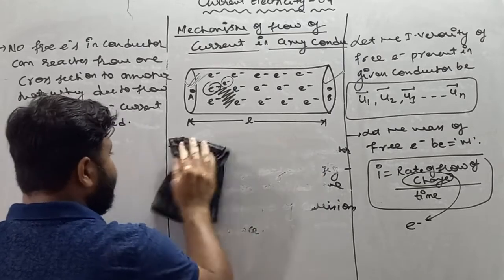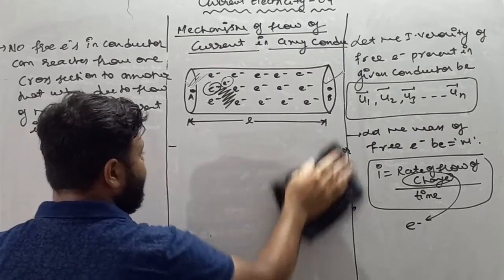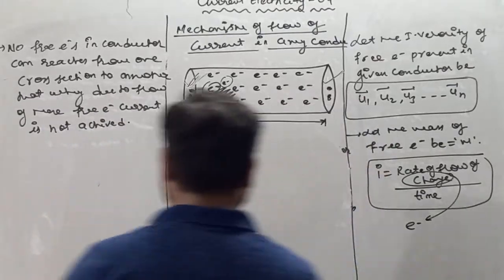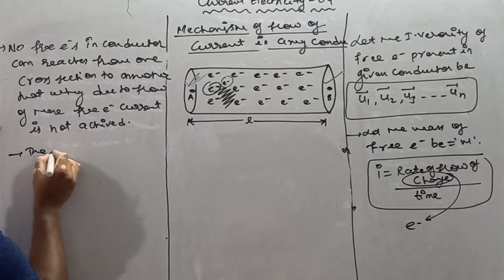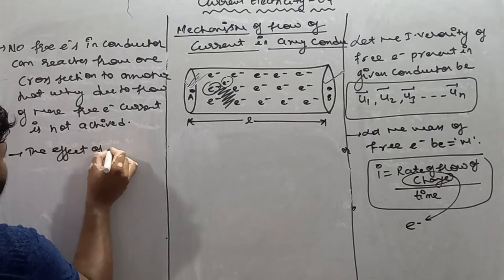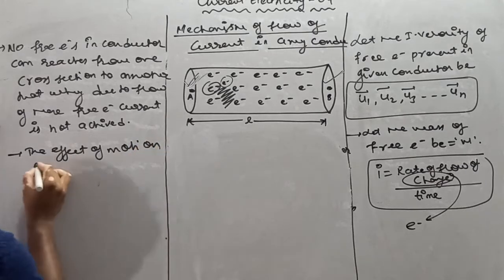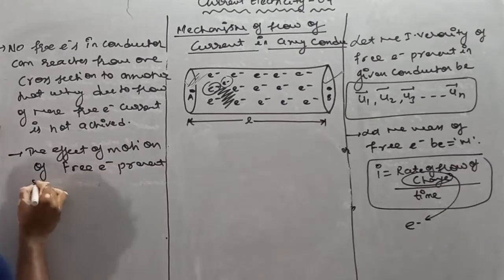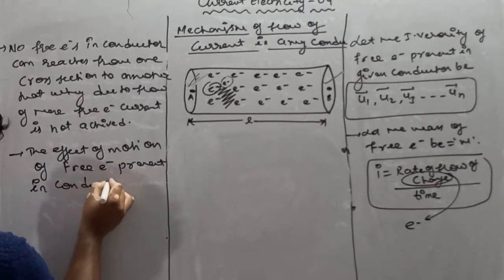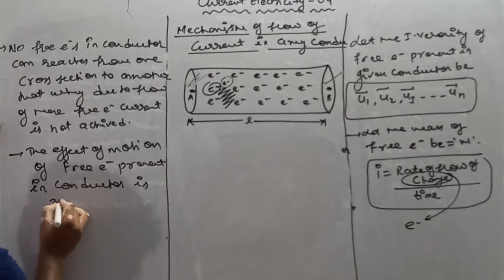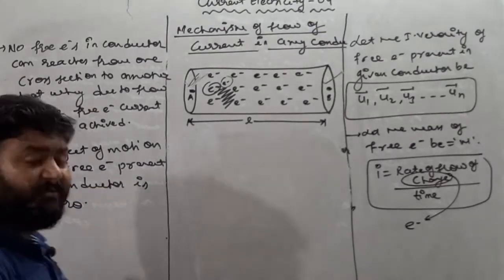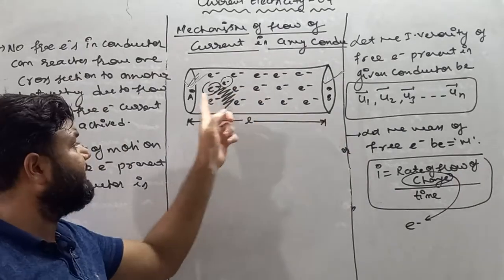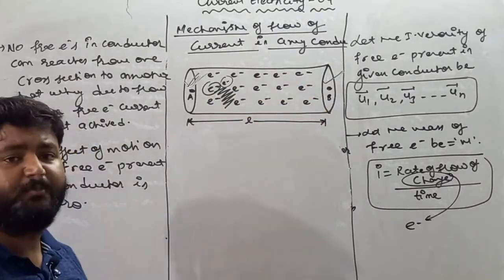So we can say that the effect of motion of these free electrons in a conductor is zero. I'll write here: the effect of motion of free electrons present in a conductor is zero. Why zero, my dear student? Because it cannot define any current. Why can it not define any current? Because no electron can reach from point A to point B.